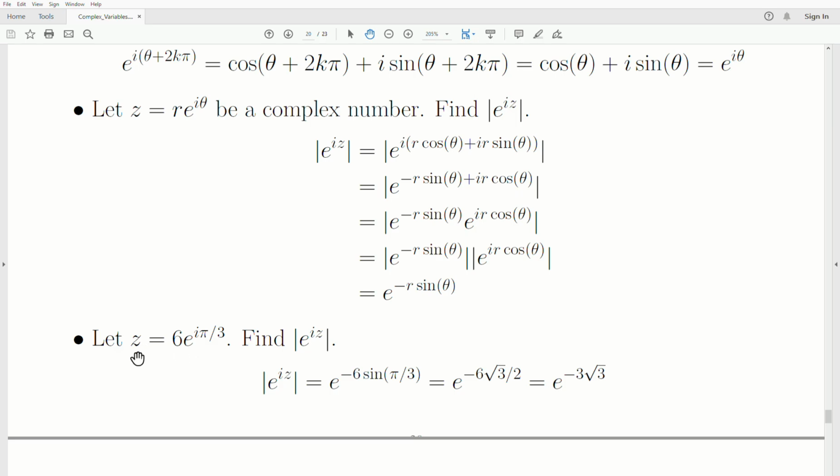So if we look at a quick example of using this result, we have the complex number 6e to the i pi over 3. We want to find the modulus of e to the iz.